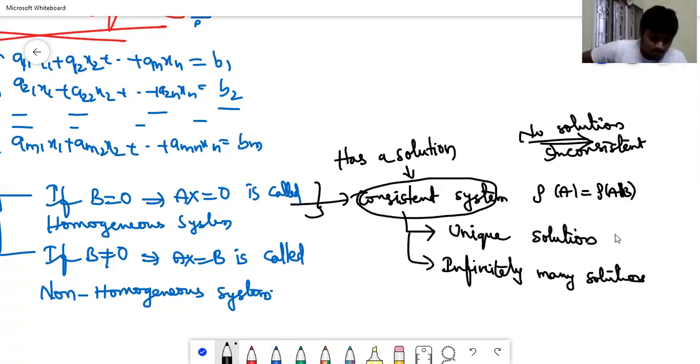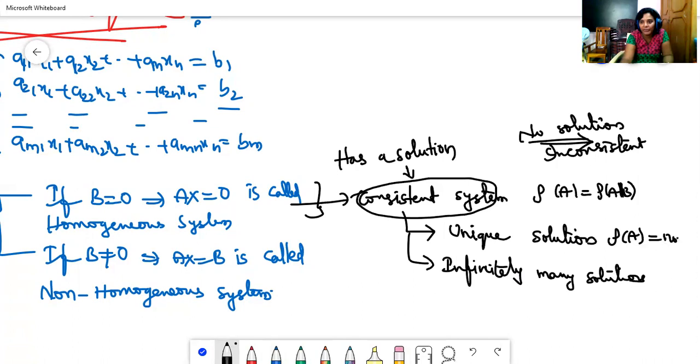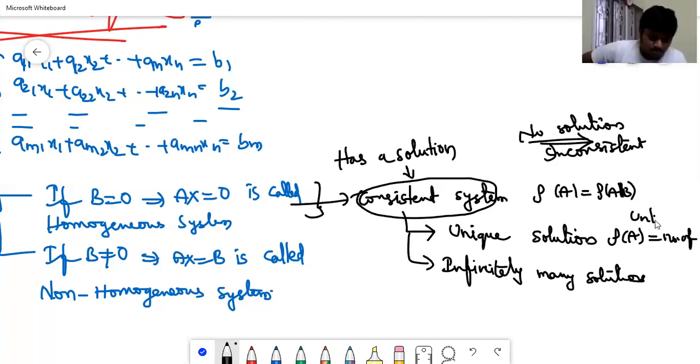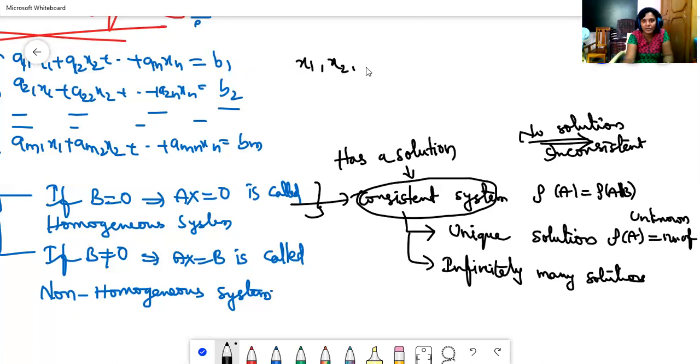Unique solution means rank of A is equal to the number of unknowns. If the unknowns are x1, x2, and so on up to xn, how many unknowns are there? n unknowns. The rank of A is equal to the number of unknowns, n equal to n, so we get unique values for the variables. So the system has a unique solution.